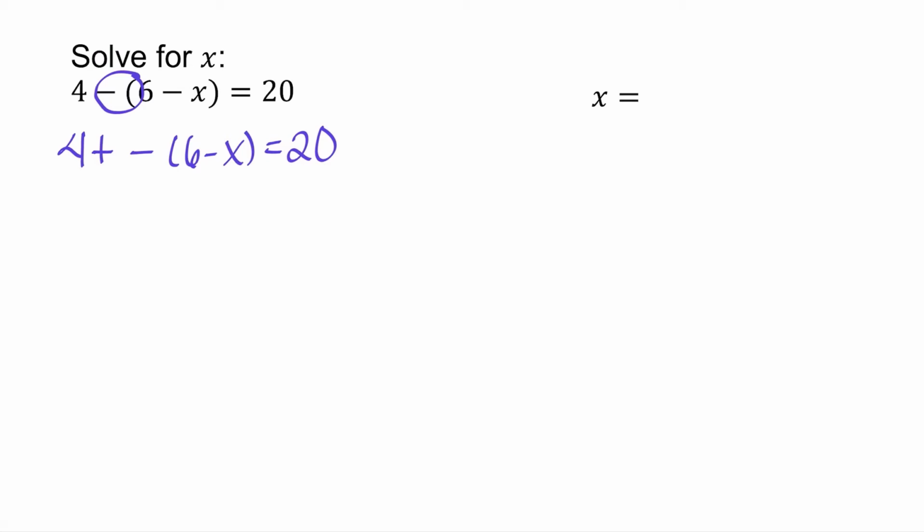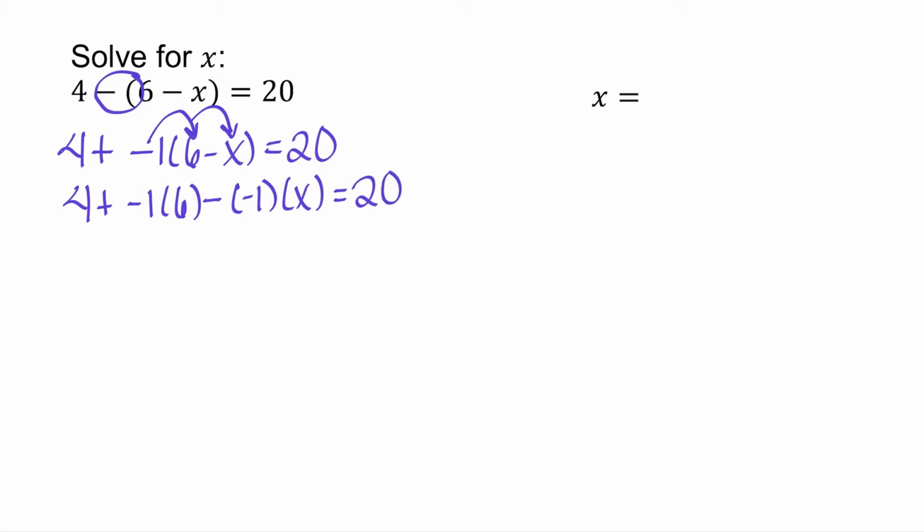So now there's this negative floating around in front of this parentheses. Remember, when we have a coefficient of 1, we usually don't write it in an algebra problem. So this negative floating around here is actually a negative 1. That means I'm going to be distributing this -1 to every term within the parentheses. So I have 4 plus -1 times 6 minus -1 times x, that equals 20.